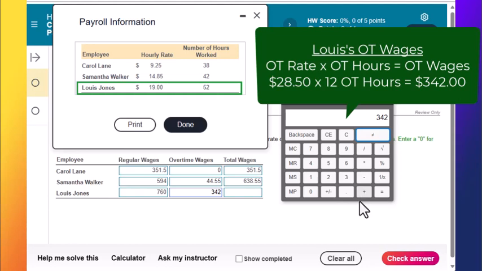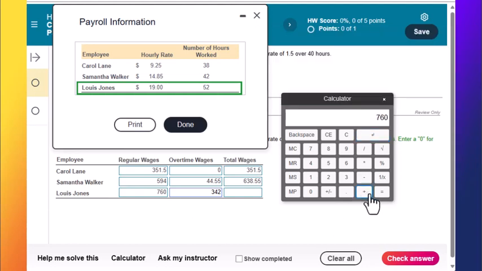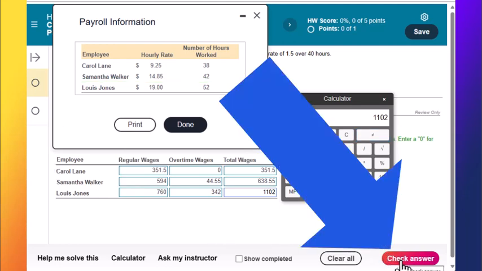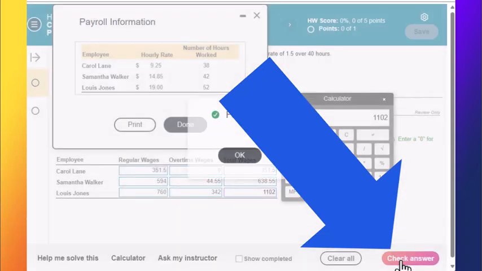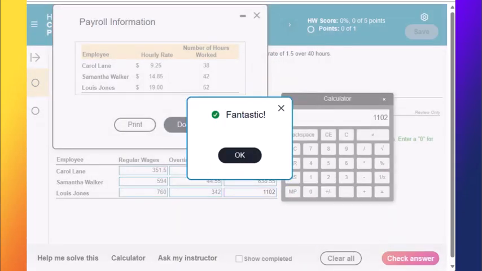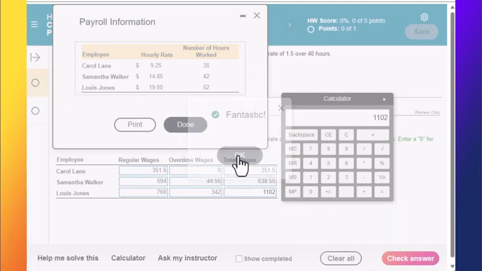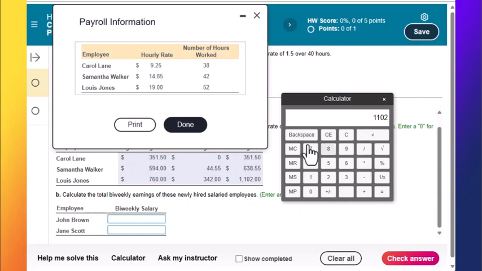And then we can go ahead and add his regular to his overtime wages in order to get his total wages here of 1,102. And we can go ahead and hit the enter key in order to populate that answer. And then we can go ahead and hit the check answer key here to see how we did. Fantastic. Okay, now we can move on here.